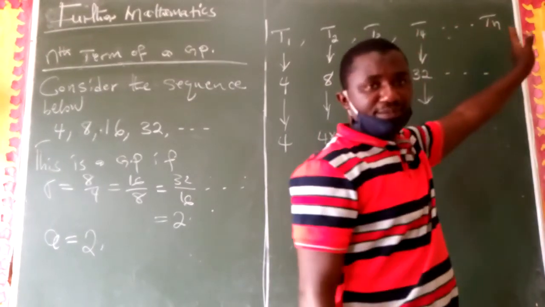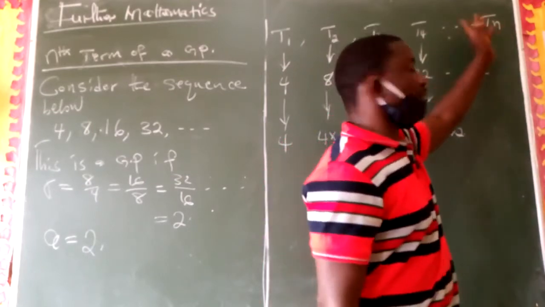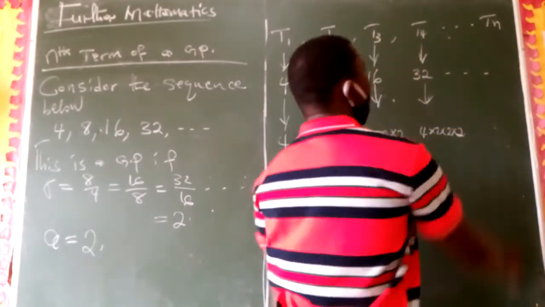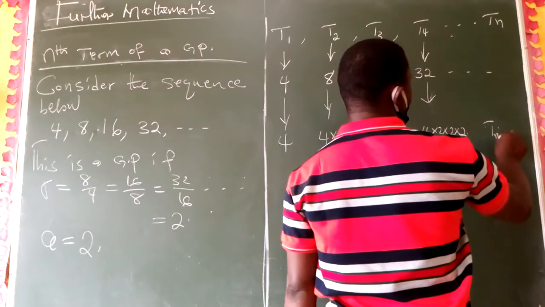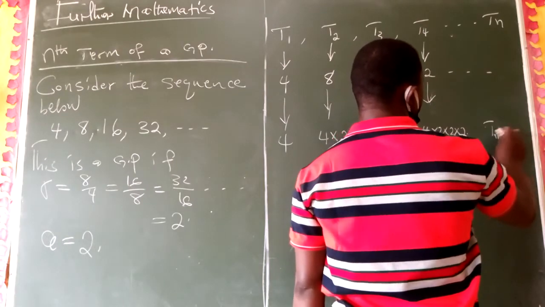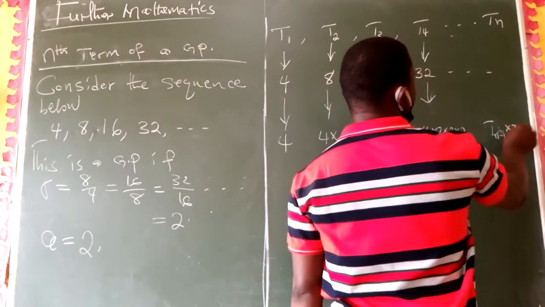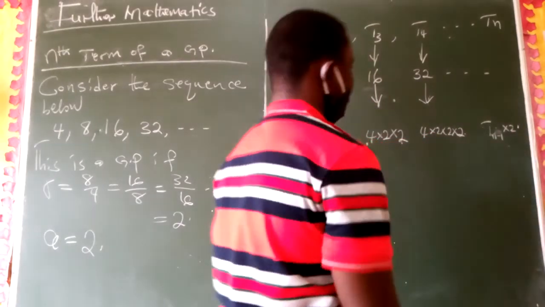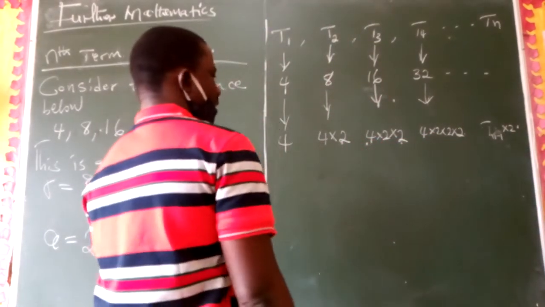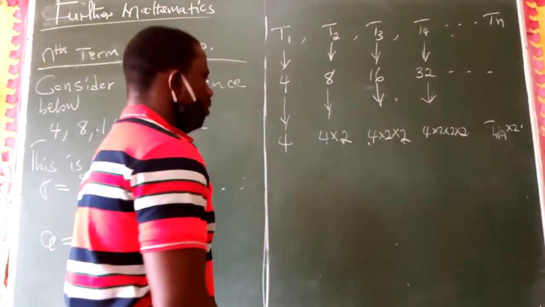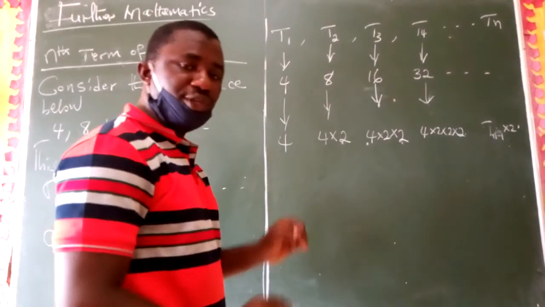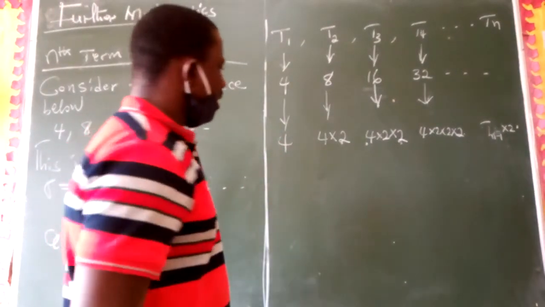How do we get this? We multiply the term before this by 2. So the term before this normally is going to be n minus 1, times 2. But we're going to see that now. Okay? Right. Make sure you take your notes, please.